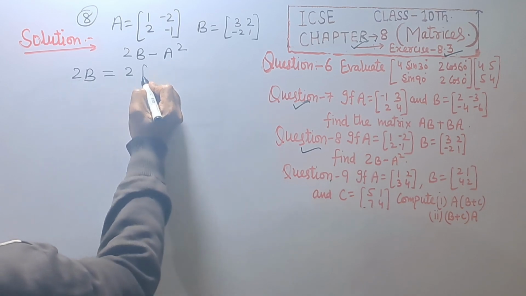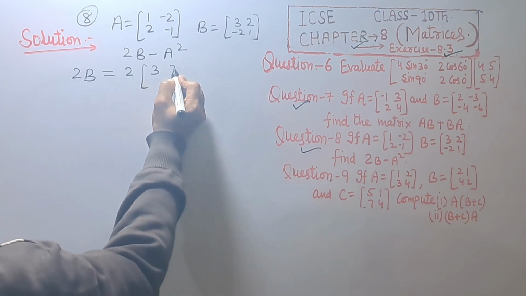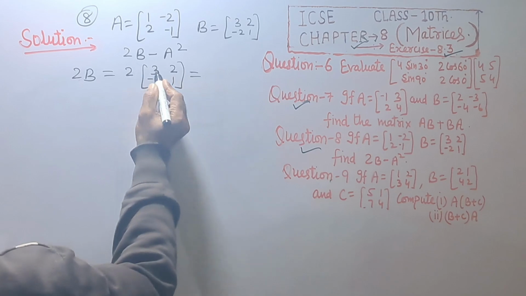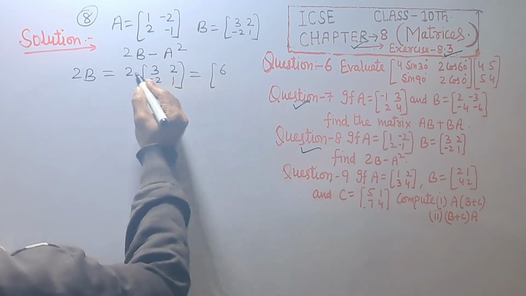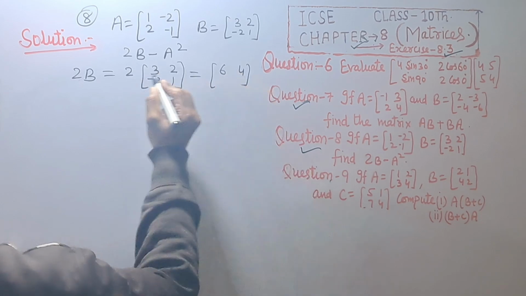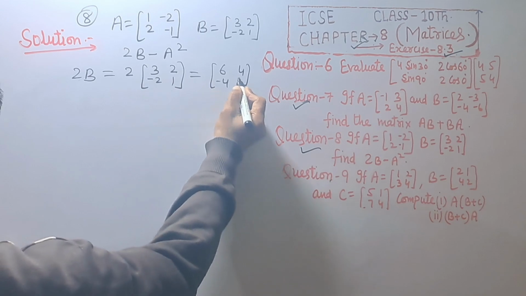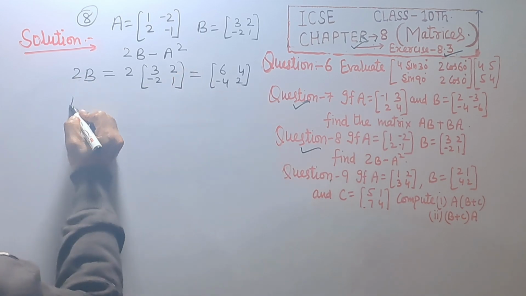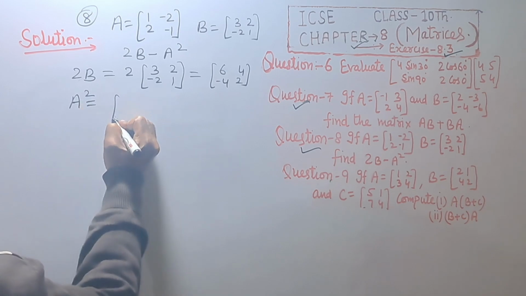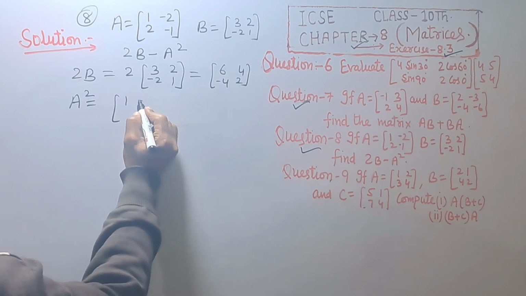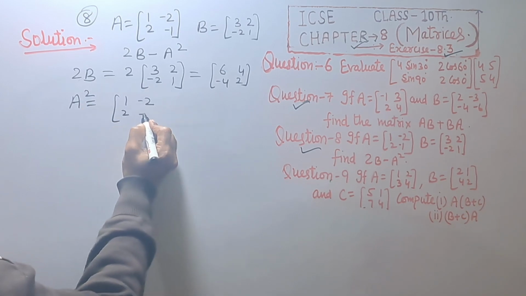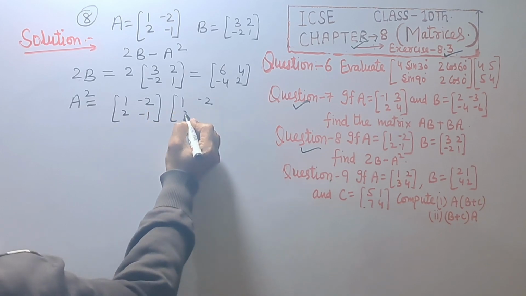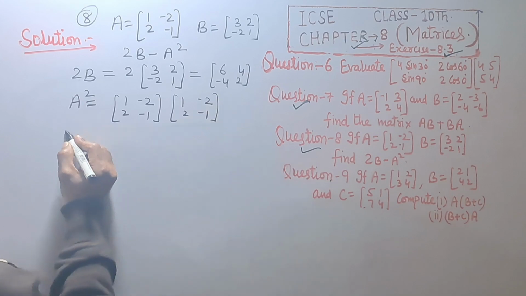2B is equal to 2 multiplied by [3, 2; -2, 1]. That is 2 3s are 6, 2 2s are 4, 2 2s are minus 4, and 2 1s are 2. It's 2B. We find 2B. And A squared is equal to A multiplied by A, [1, -2; 2, -1] times [1, -2; 2, -1].